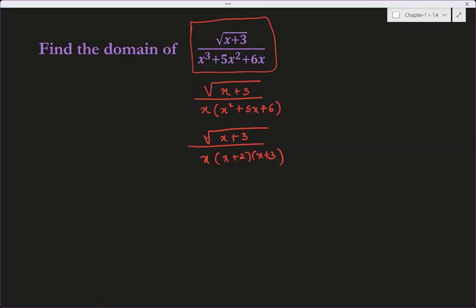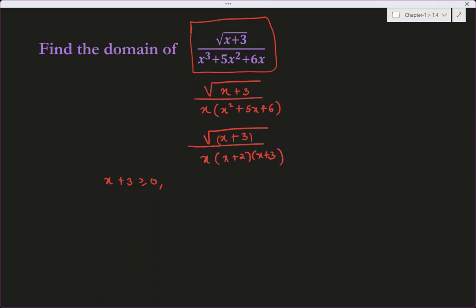So now this is an even root. So we don't want this quantity here, x plus 3, to be negative, because if it is negative, you take the even root of a negative number, it's going to be an imaginary number. So to avoid that, we will want our x plus 3 to be greater or equal to 0.